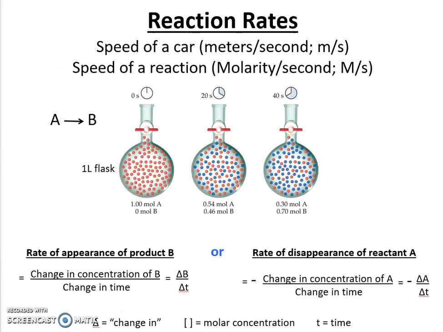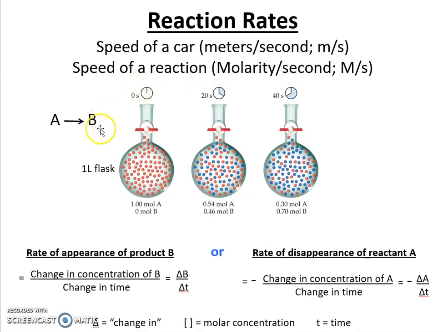When we think of a reaction rate, it's really not that different than thinking of the speed of a car, right? In speed of a car, we want to know how far you've gone over time, and we always say it's meters per second. So we measure the meters that we covered over time in seconds. Well, the speed of a reaction is really not that different, because here we're looking at the concentration per time. So the molarity per second.